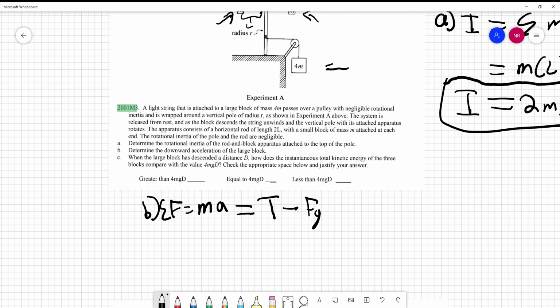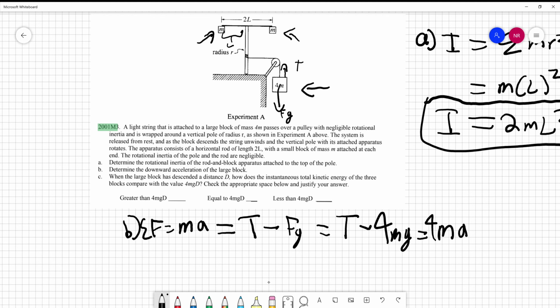If you look at this block over here, the force of tension is pointing upwards while the force of gravity is pulling it downwards. And the force of gravity is equal to mg. So we can rewrite this as force of tension minus, and the mass is 4m, so it would be 4mg. And this equals 4ma, because the mass is 4m again. Now, to find out how to do the rest of it, we'll have to look at the other part.